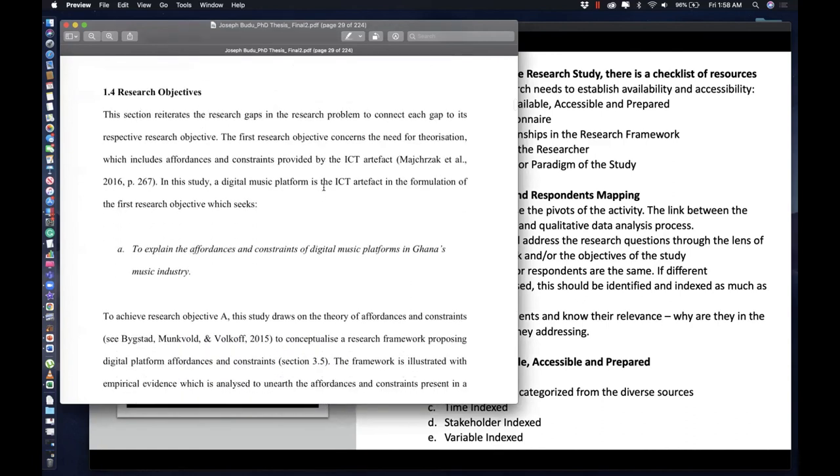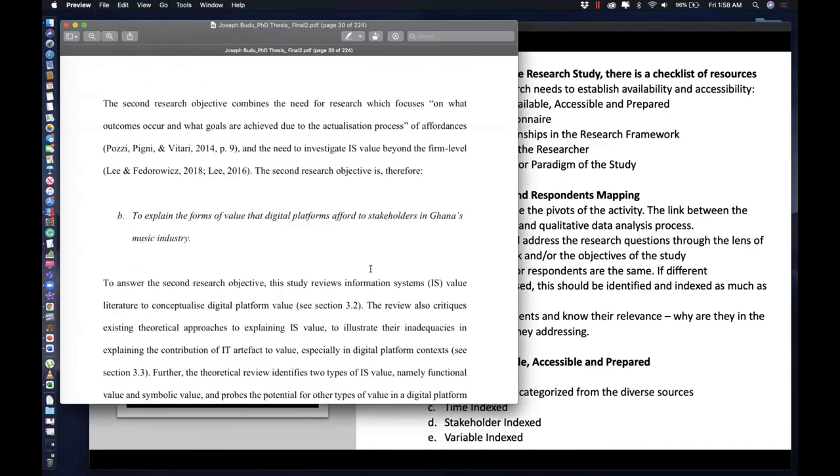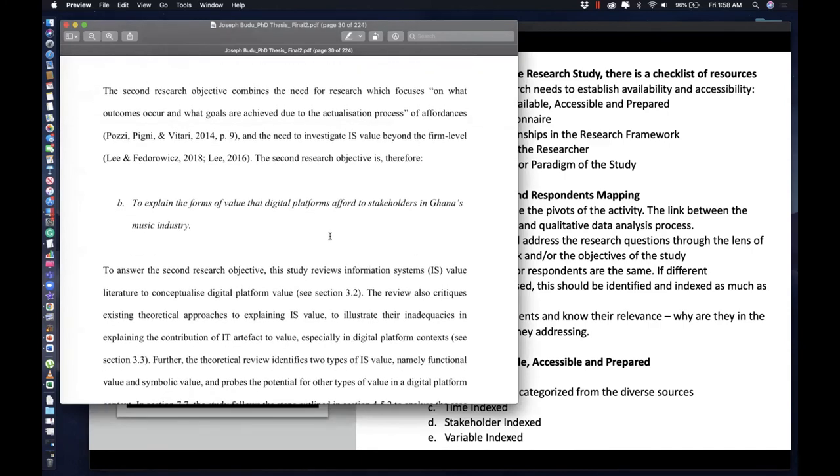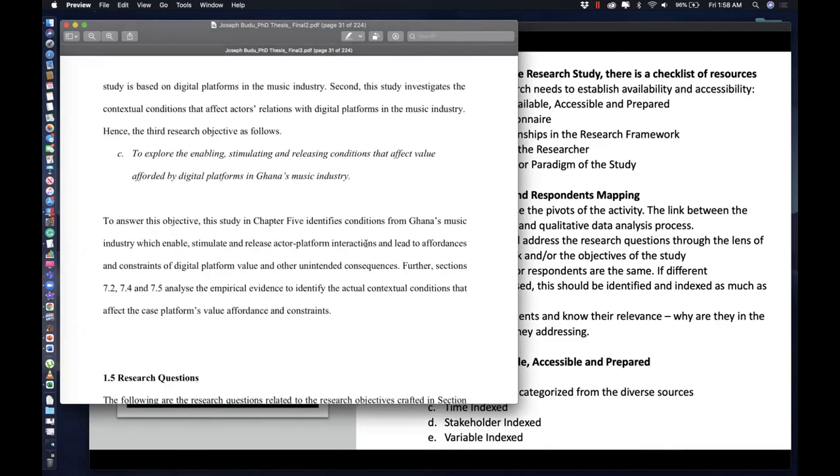Joseph's objectives were, number one, to explain the affordances and constraints of the digital music platforms in Ghana's music industry. Number two, to explain the forms of value that the digital platforms afford to stakeholders. Remember, he's using the entities as stakeholders in the music industry. Number three, to explore the enabling, stimulating, and releasing conditions that affect the value afforded. Part of what we do in critical realism is to also understand conditions that cause certain things to occur. All the dimensions he mentions are drawn from the theory of affordances.